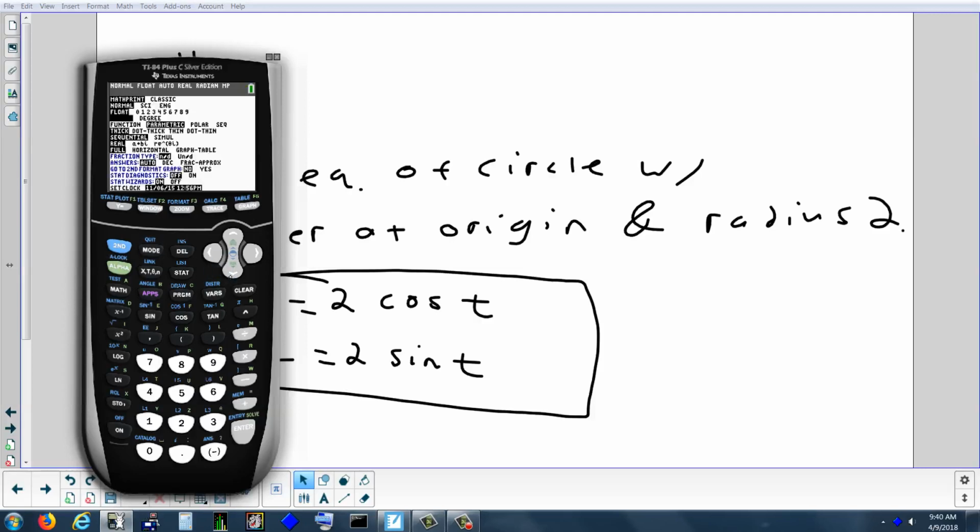Now, let's put it in degrees. We can keep the window exactly the same, but what should my T max be now that I'm in degrees? Yeah, 360. I highly suggest you don't go by 0.1. If you go by 0.1, it's going to plot over 3,600 points to get from 0 to 360. You could go by 1 degree increments. In fact, you could probably even go by 5 degree increments, and I don't think you'll be able to tell. It looks pretty good. It looks better than it did when it looked like a polygon. So just keep in mind how much your t-step is.